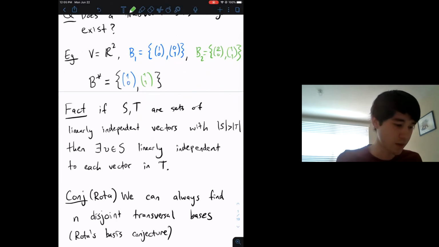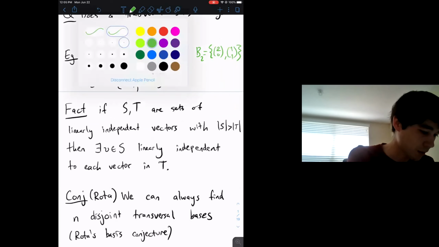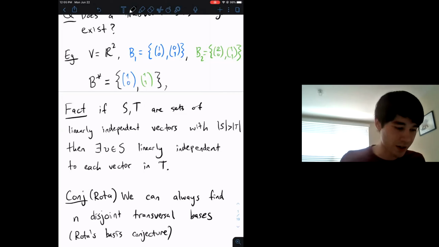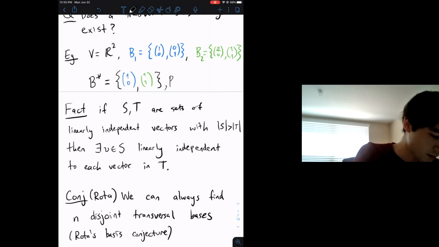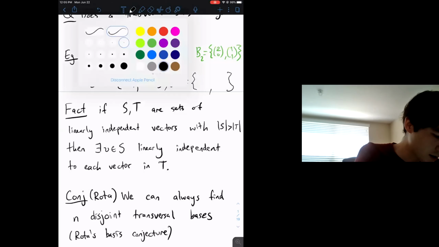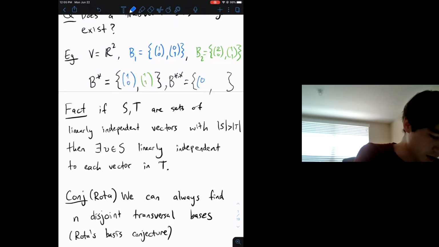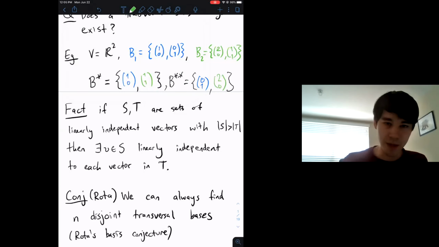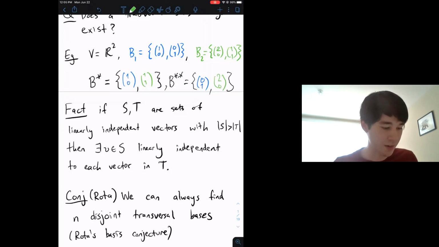So let's just check that it's true in this small example that we had. I have my first transversal basis B star here, and I really don't have any choices here. If I want a second transversal basis, it had better use the remaining vectors from B1 and B2. And I can do this. So I can put (0,1) and (2,0). That's a basis. It's completely disjoint from the first, and it's a transversal basis. So Rota's basis conjecture is true in this case.